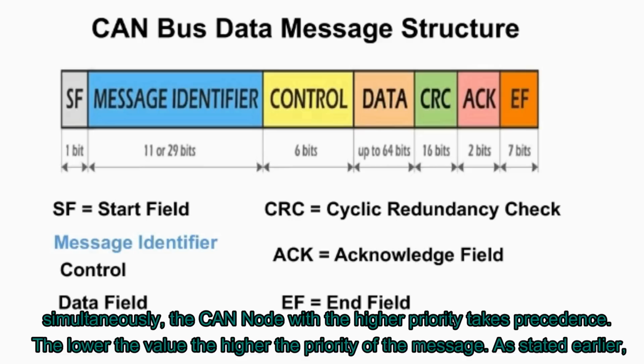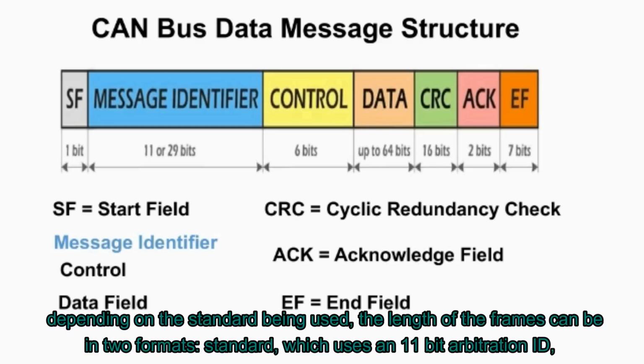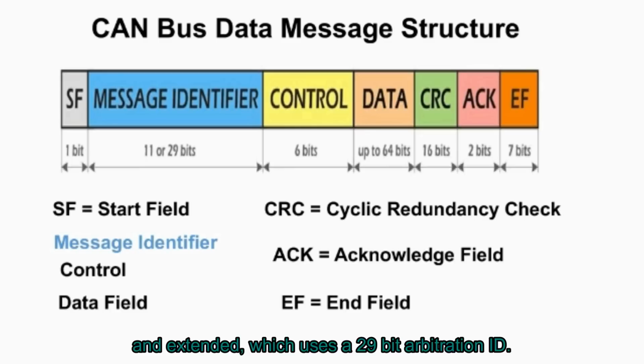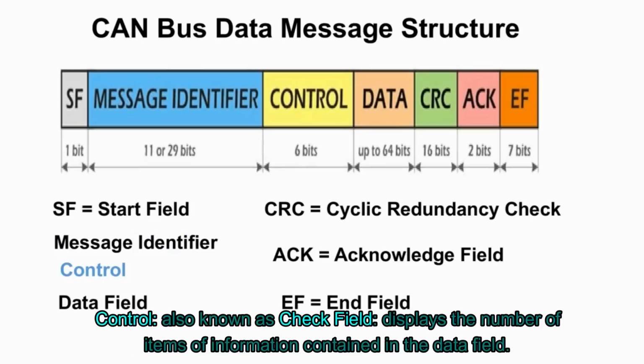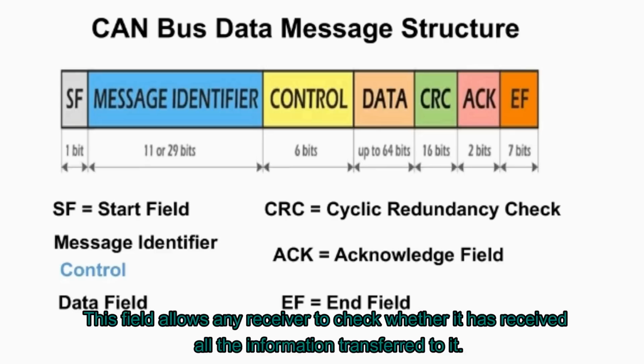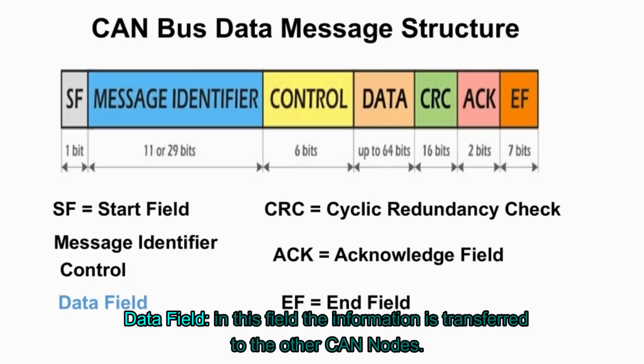As stated earlier, depending on the standard being used, the length of the frames can be in two formats: standard, which uses an 11-bit arbitration ID, and extended, which uses a 29-bit arbitration ID. Control, also known as check field, displays the number of items of information contained in the data field. This field allows any receiver to check whether it has received all the information transferred to it. Data field, in this field the information is transferred to the other CAN nodes.